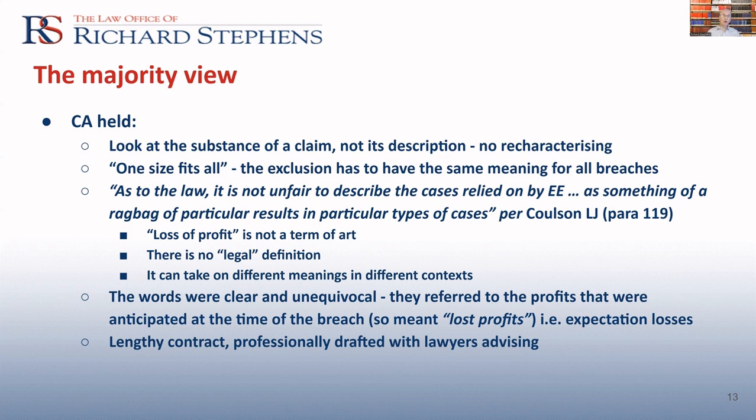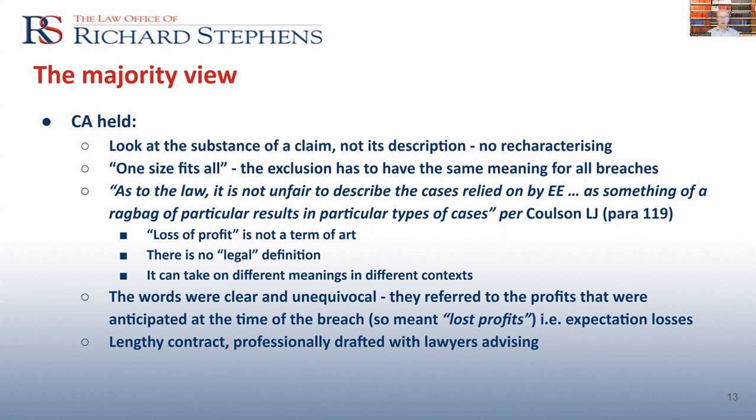And in the case law looked at by the Court of Appeal, you can see that typical exclusions of loss of profits can be got around by the courts in appropriate circumstances. The Kudos case is a very good example of that recently in the Court of Appeal. In this case, however, they said the words were clear and unequivocal, and they referred simply to the profits that were anticipated at the time of the breach, and so it meant the same effectively as lost profits. And it therefore meant expectation as opposed to reliance losses.